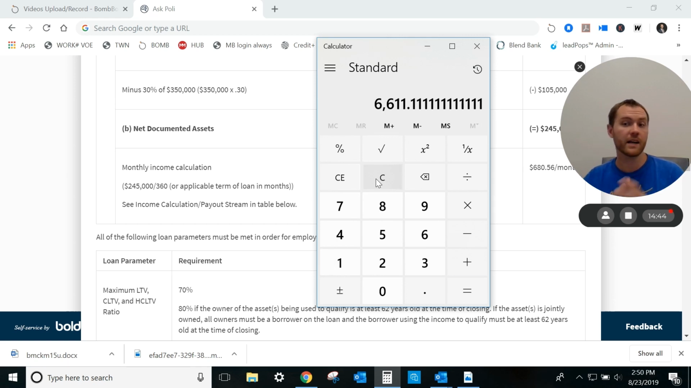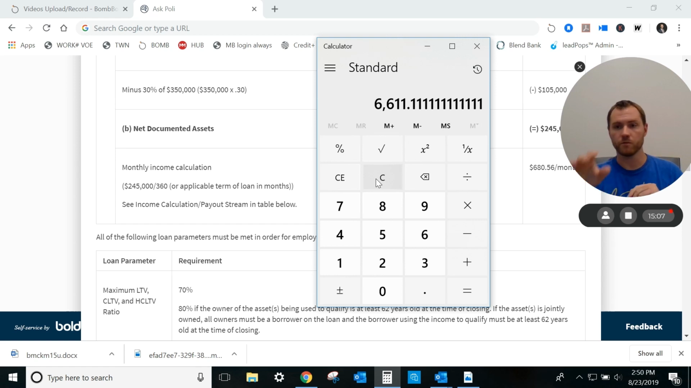Oh, okay. Now we have a lot more qualifying income, don't we? So you're going to have more there. Of course, your payment is going to be higher on the 15-year loan, but the rate will probably be better as well. So you give and take a little bit, shake the numbers around, shuffle the cards a little bit, see what works, see what looks real nice.